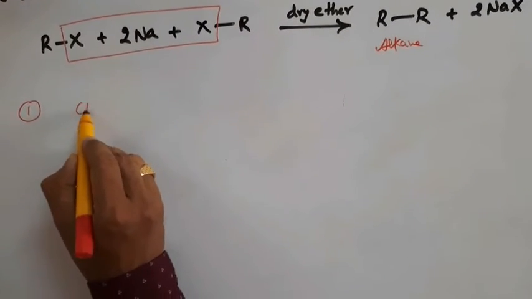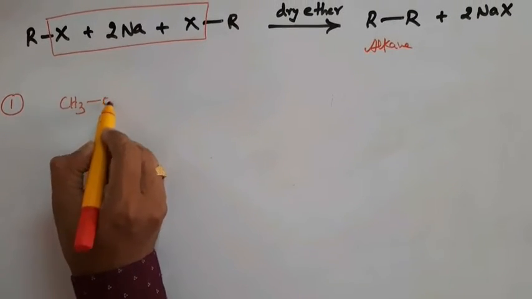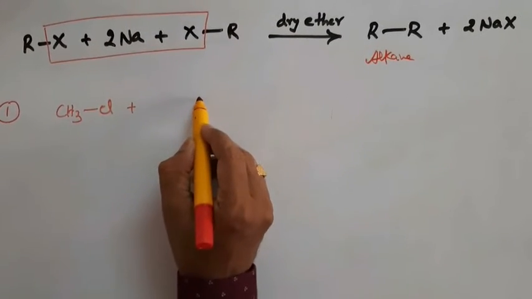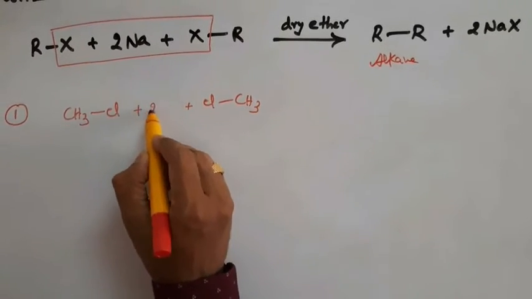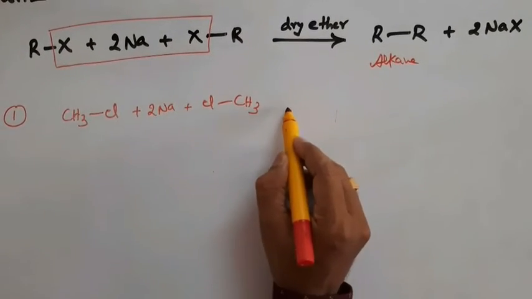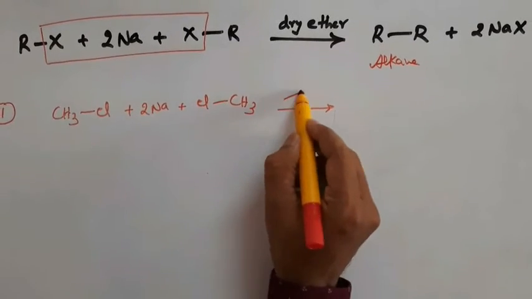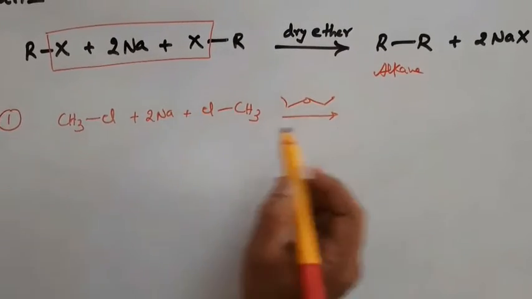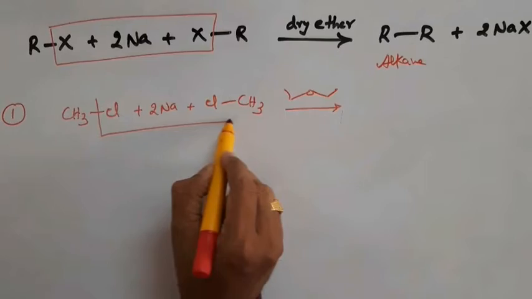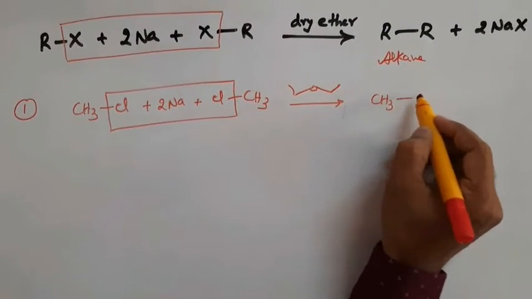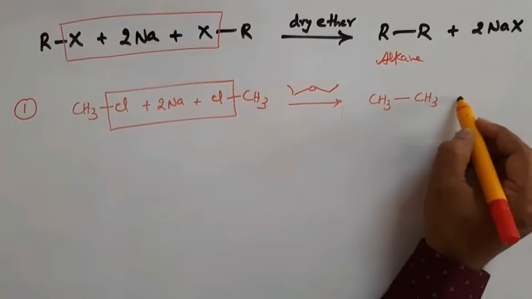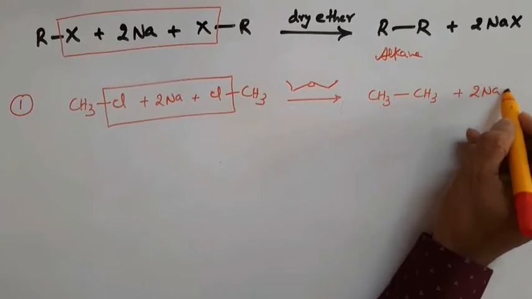I am taking methyl chloride molecules and treating them with sodium metal like this. What is the product obtained in presence of dry ether? The product obtained is ethane, CH3-CH3 plus 2NaCl.